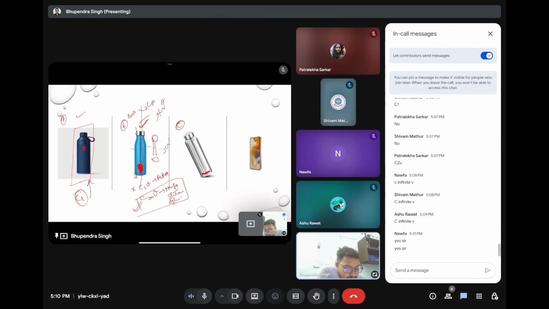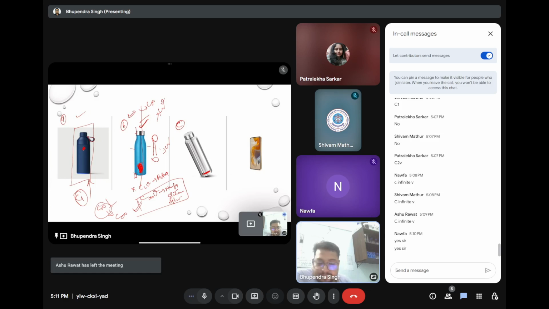So C2V is not present here. No other axis than C infinite which is perpendicular to it is present. If that is the condition, then the point group should be C infinite V, not D infinite H. And V is present anyway, the plane which can bisect your bottle. So C infinite V is there. Okay, nice. Patlekha, I guess you have got it. So C2V is not the correct answer.